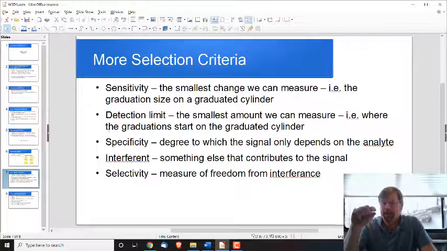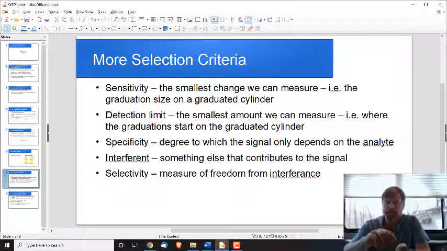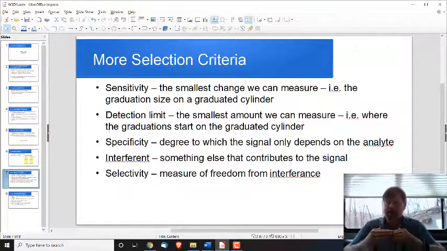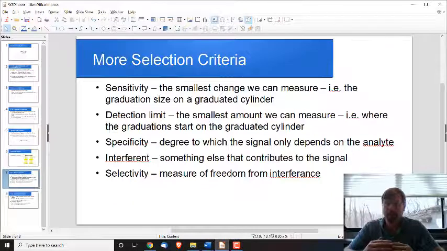The detection limit is not the smallest change we can measure, it's the smallest amount we can measure. So again, if we think about that graduated cylinder, there's some gap between the bottom of the cylinder and where our measurement line starts. We can't measure in that gap, so that lowest line is our detection limit. It's the smallest amount we can measure.